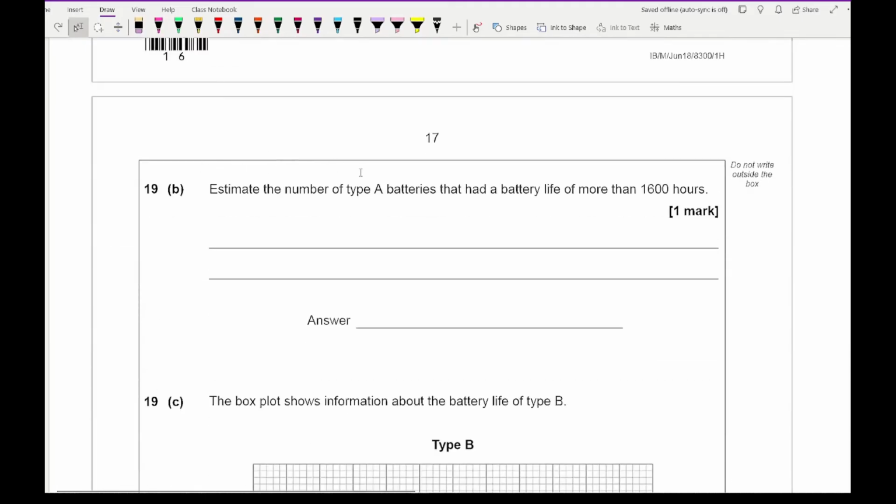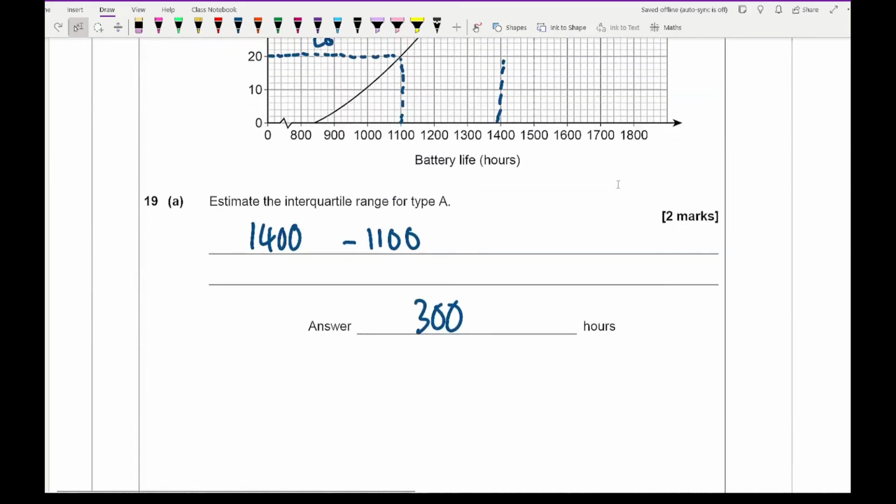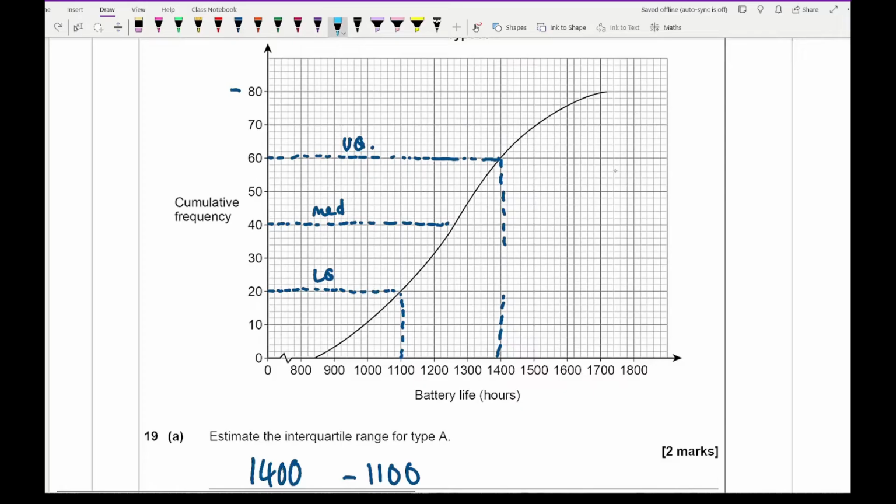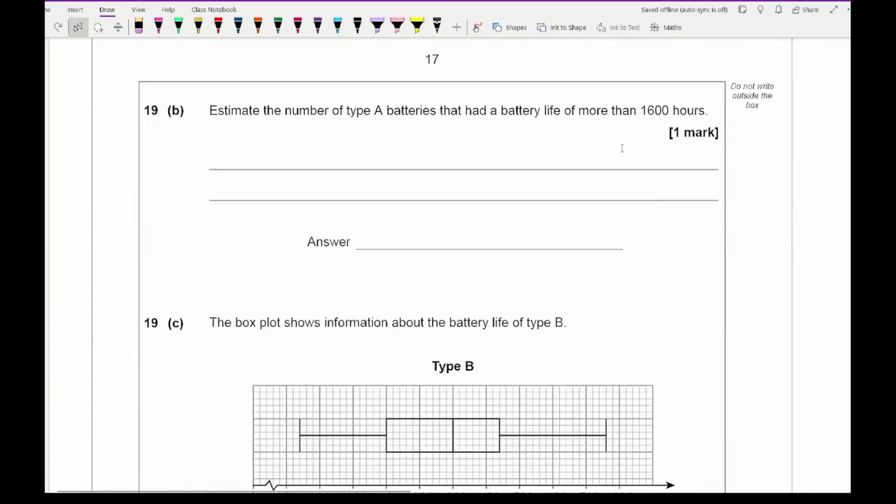Then it says estimate the number of type A batteries that had a battery life of more than 1600. So what I'm doing for B is finding 1600 and then going up to the graph. Now this gives me the value that's less than, and I make that to be 76. So from this, 76 are 1600 hours or less. Now the question's asking for how many are more than. So to work out the more than value, I just need to take away, total frequency minus how many are less than that, and that gives me an answer of 4.